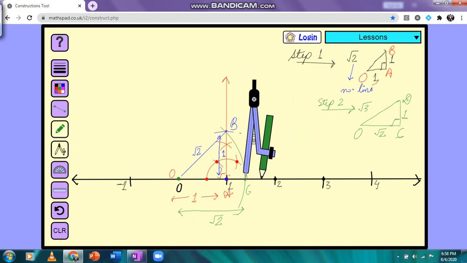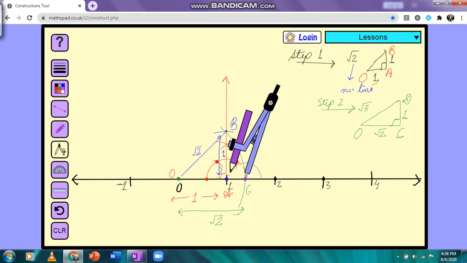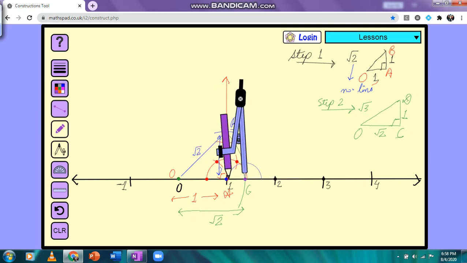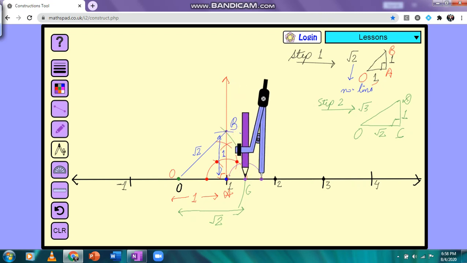So at C point, I'm going to lock the radius. Let's use a different color. Let's go with this one. So I want to draw a semicircle at this point. As you can see, now there's a little intersection here, so be a little careful when that happens.